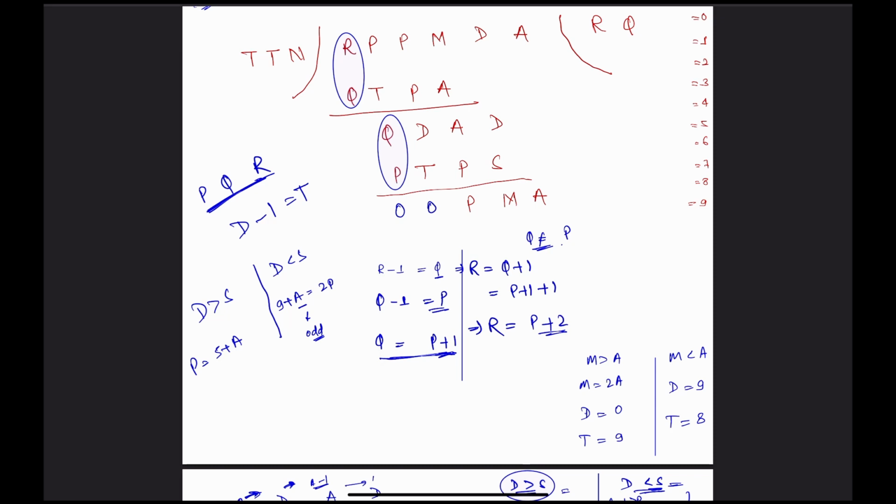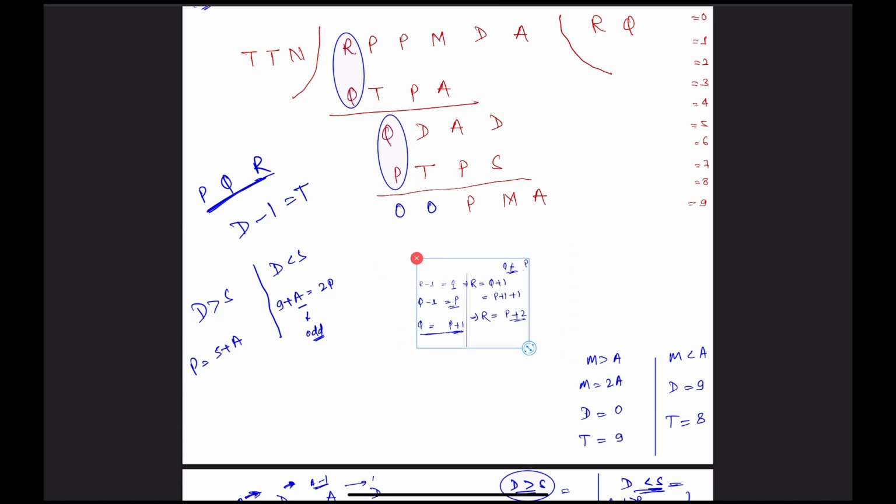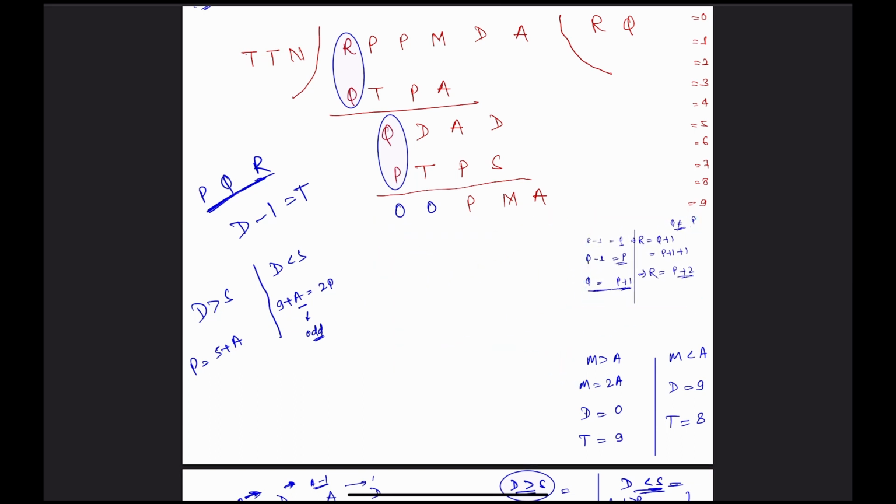D minus T is 1. It is again following. So how to approach? What should be my next approach? This I should just reduce in size, because this is not that relevant. What is relevant are these things.